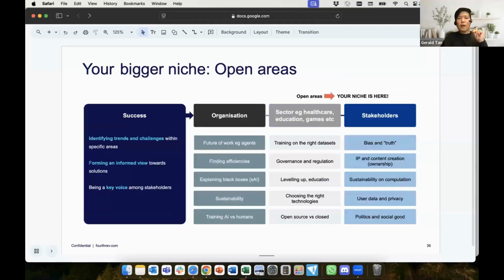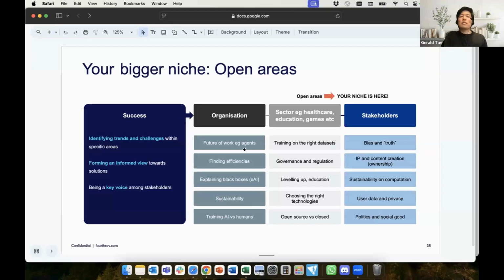Okay? But this is actually where the excitement is, your bigger niche. And the best part about the bigger niche is that these areas are still undefined and there is no true answer. So the success on this, and I'll walk through one or two examples, is truly identifying trends and challenges within these areas. Then you need to form an informed view towards solutions. Now, it doesn't have to be right in the sense that it's the correct answer. Why?